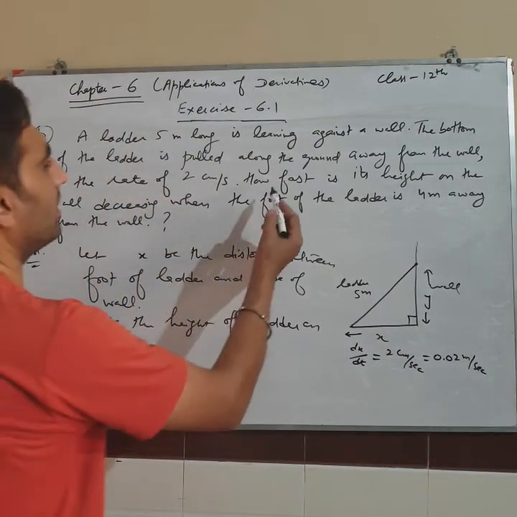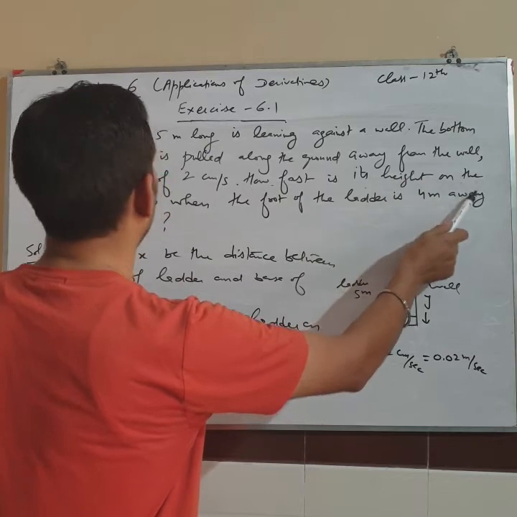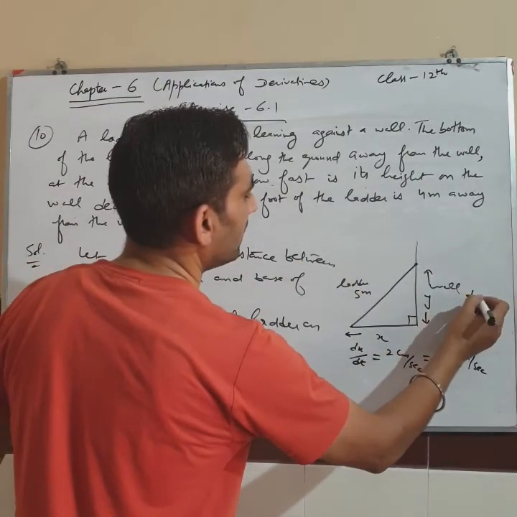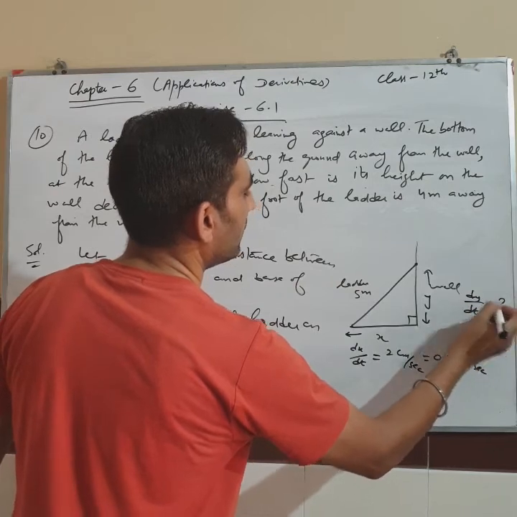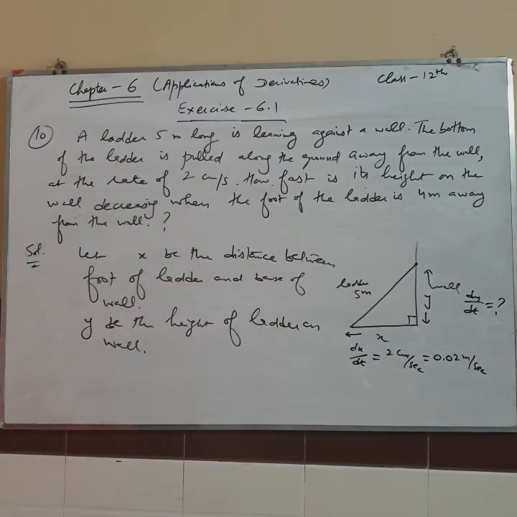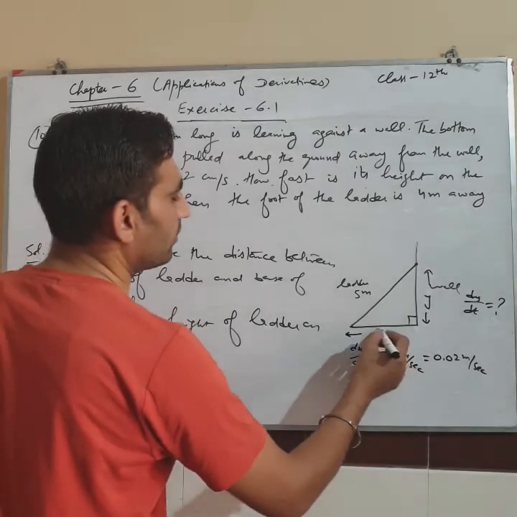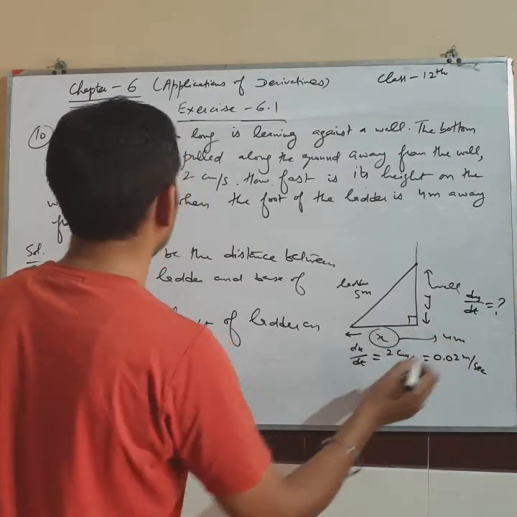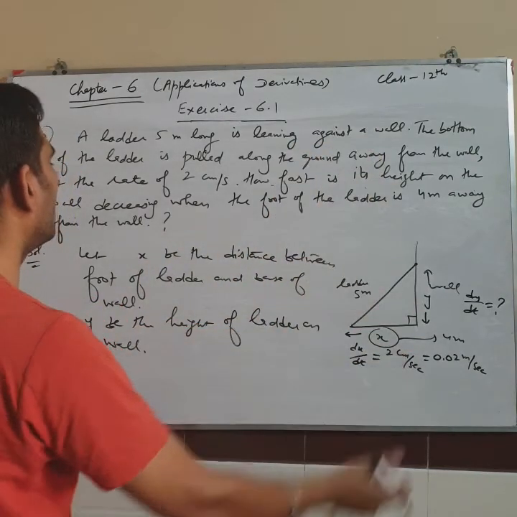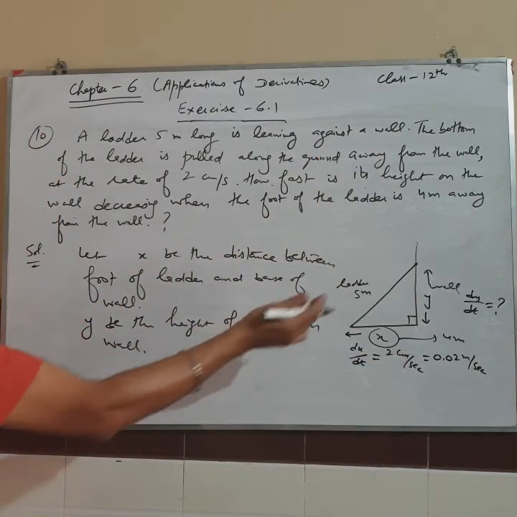Read next what is given. How fast is the height on the wall decreasing? Means what do you need? You need dy over dt. You need its value when the foot of the ladder is 4 meters away. If its value is given as 4 meters, then for that you have to find the decrease in height of the ladder on the wall.